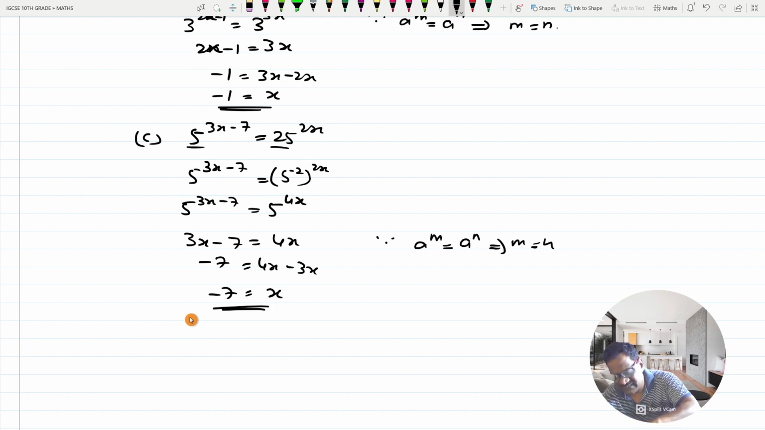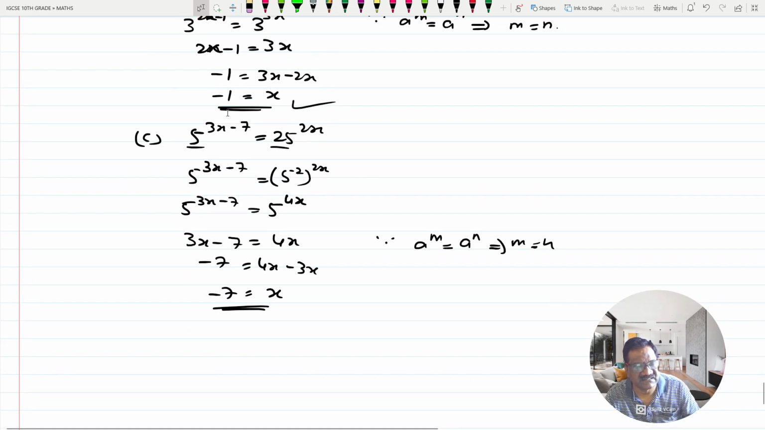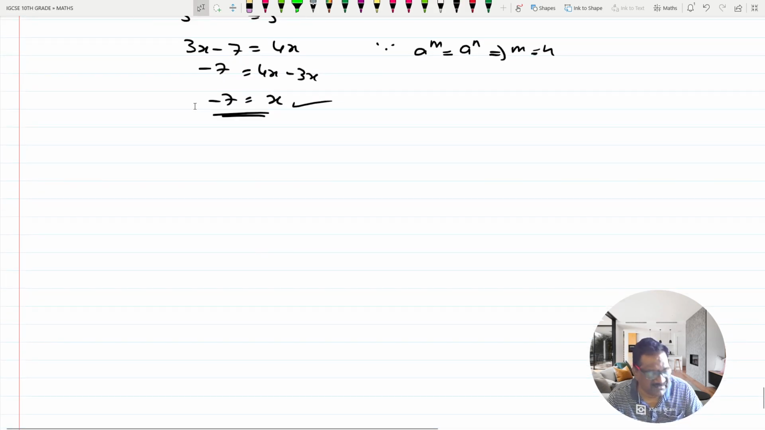Let me quickly verify the answers for question number 3 A, B, C. Okay, for C the answer is minus 7, which is correct. For B it is minus 1, which is correct. For A it was 6. Let me check for A, was it 6? Yeah, correct. So A is 6, B is minus 1 and C is minus 7. Okay, let us proceed with the D part of this question.